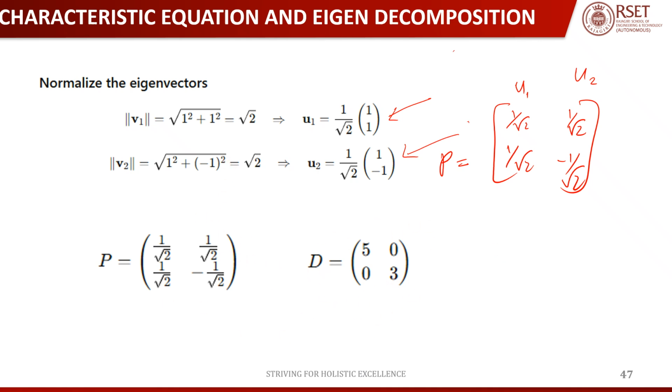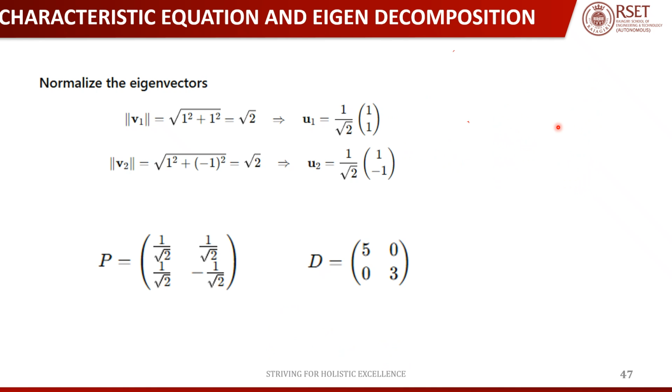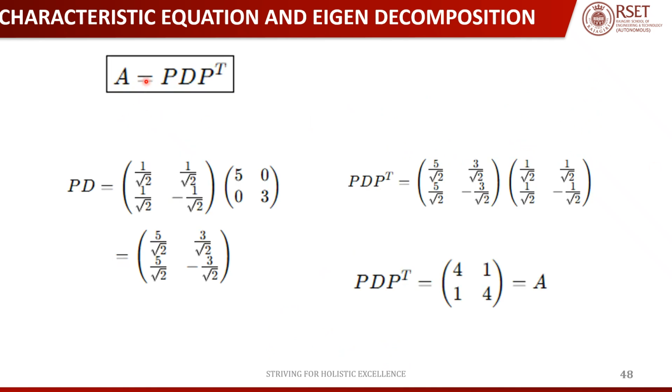Now we'll verify. What do we verify? We need to verify that A is equal to P D P transpose. P transpose comes last. So first we find PD. P into D is given by 5 by root 2, 3 by root 2, 5 by root 2, negative 3 by root 2.